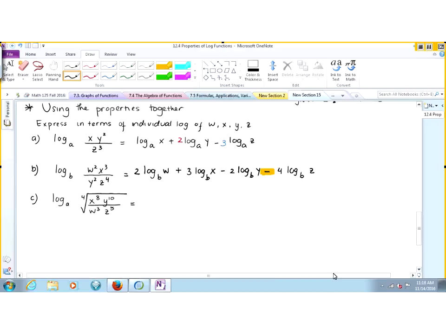Good. Now, what about C, the third problem? What would you do first if I have a radical? So we have to change it into an exponent first, right? So this is log base A of what?